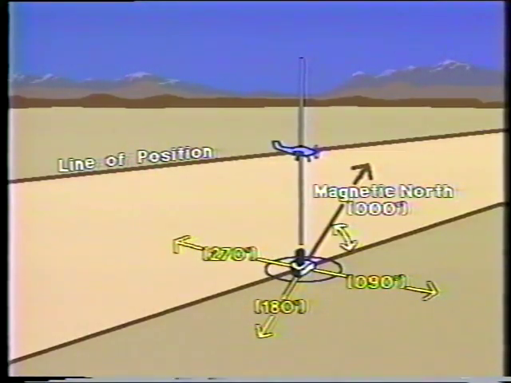VOR stations transmit on any one of 200 frequencies in the VHF spectrum between 108.00 and 117.95. The VOR receiver in the airplane electronically measures the angle between magnetic north and the line of position on which you are flying.